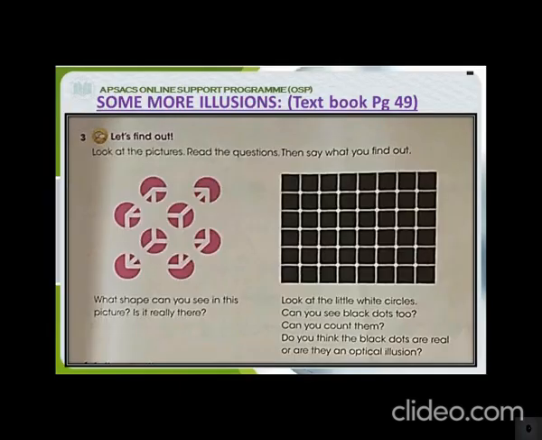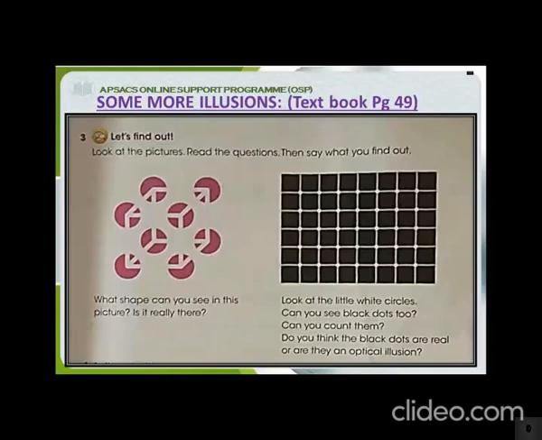Okay students, we have some more illusions on textbook page 49. Open it and look at the pictures carefully. Look at the first picture and tell me, what shape can you see in the picture? Correct. Very good. We see a cube. But tell me, is it really there? No, it's not. These are just some pink circles with white lines on them placed in such a manner that they create an image of a cube in our minds.